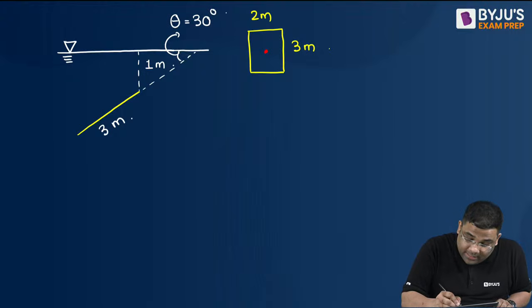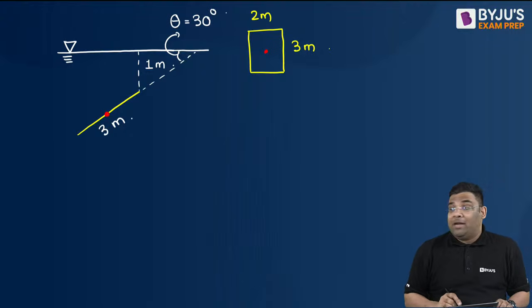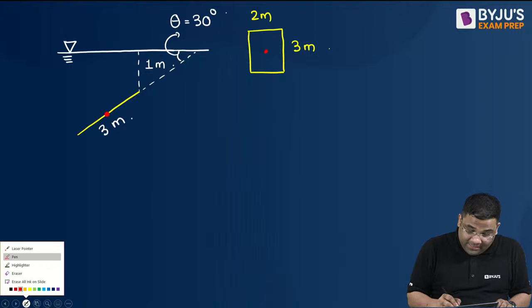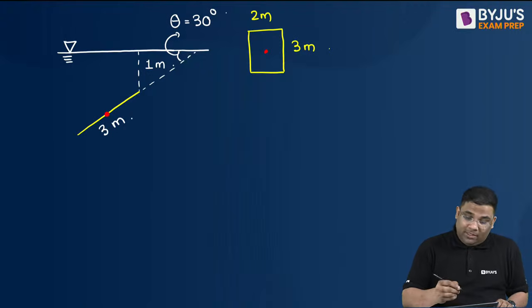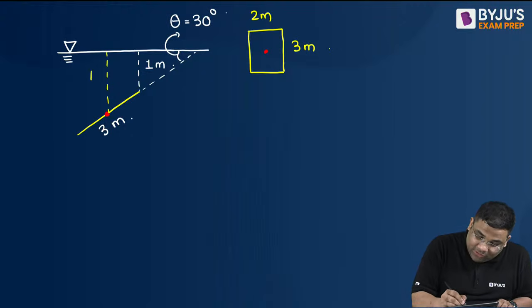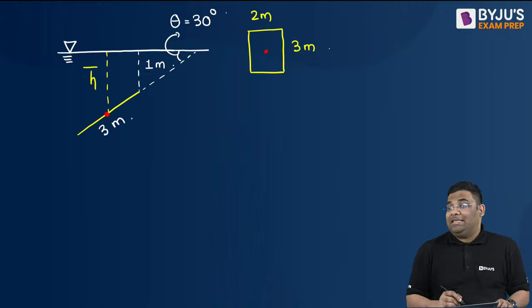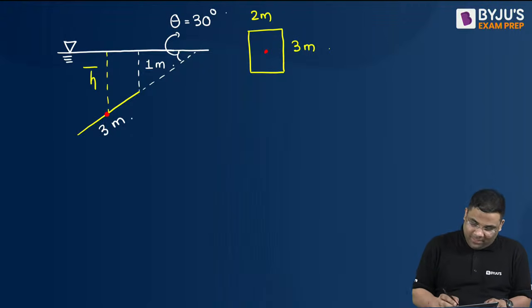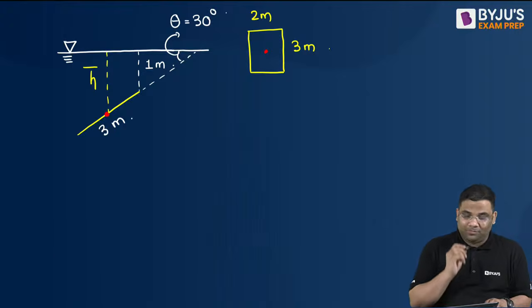It will look like this in this particular view, right? So I have to get the depth of the centroid. Can I say this is your h bar? Yes, ladies and gentlemen, this is your h bar. Can you give me the h bar?